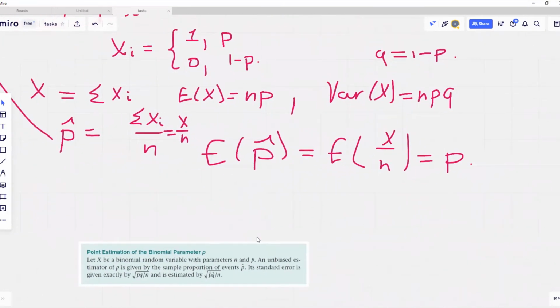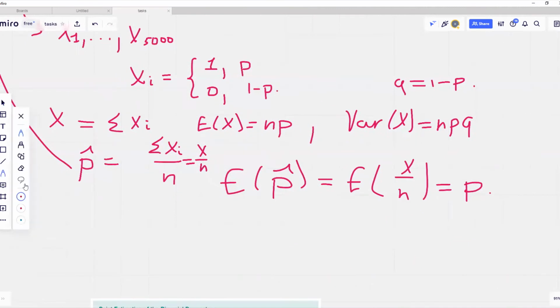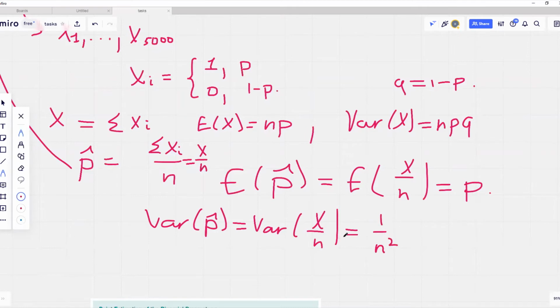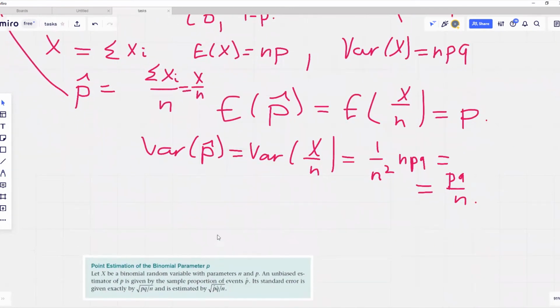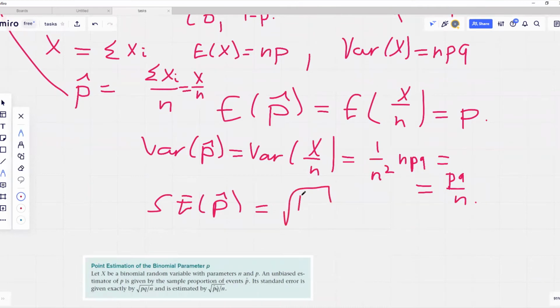Also, let's find the standard error of that estimator. So the variance of p hat is equal to the variance of X over n. So this is 1 over n squared times the variance of X, which is npq. So this is pq over n, meaning that the standard error, or standard deviation, of p hat is equal to the root of pq over n.